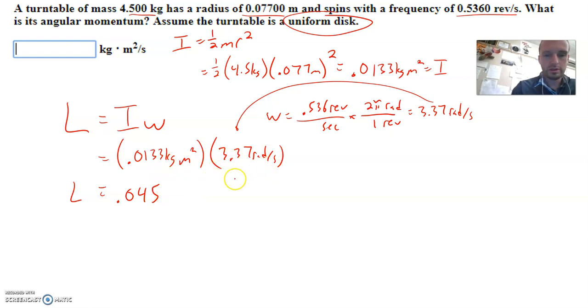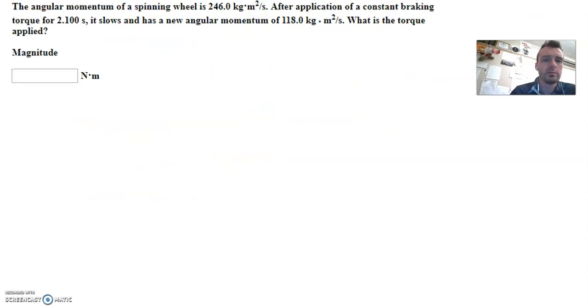And there's a whole bunch of units going on there. What is that? Kilogram meters squared, radians kind of go away, per second. Okay, so there it is. Awesome, that's our L, our angular momentum for that disk. How about this one? It gives us the angular momentum right there.